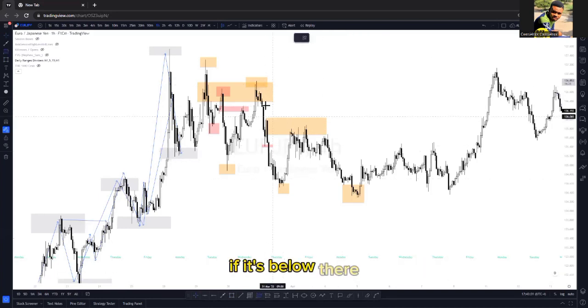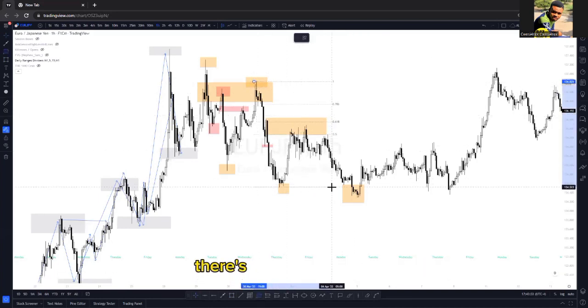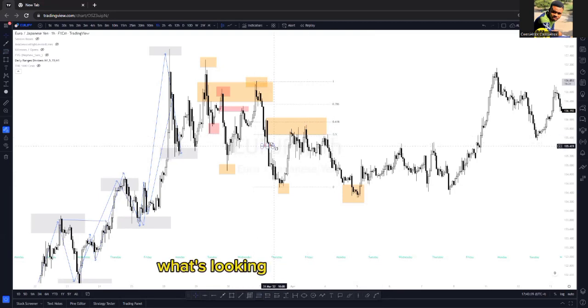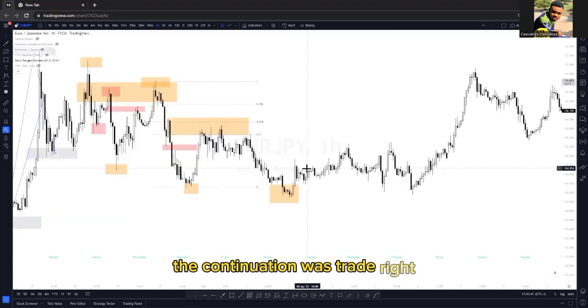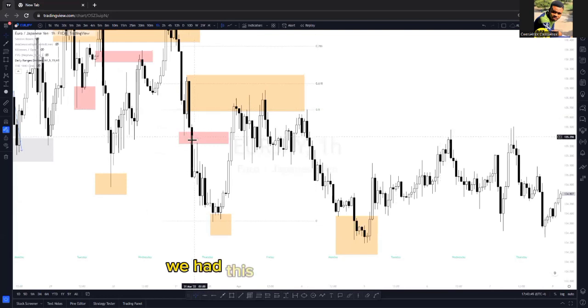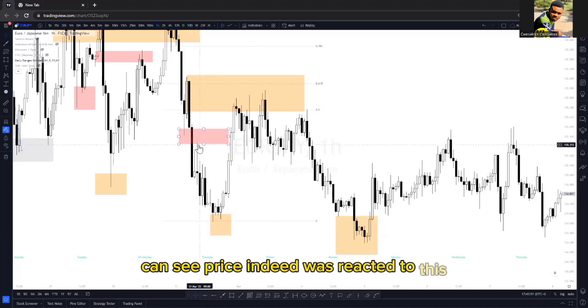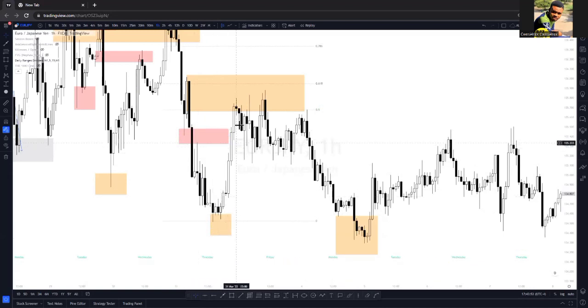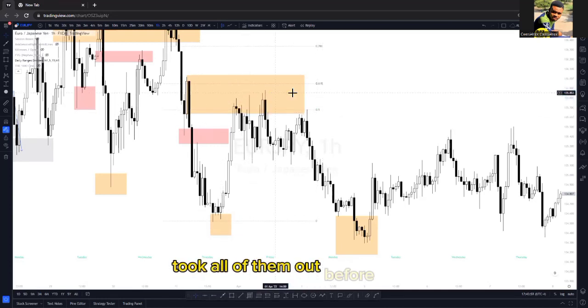If it's below there, then there's no way you should be looking at this place as your continuation trade, right? Over here, look at what happened. We had this inefficiency over here. You can see price indeed reacted to this, but not for long. Price went up, took all of them out, right? Took all of them out before price started reversing.